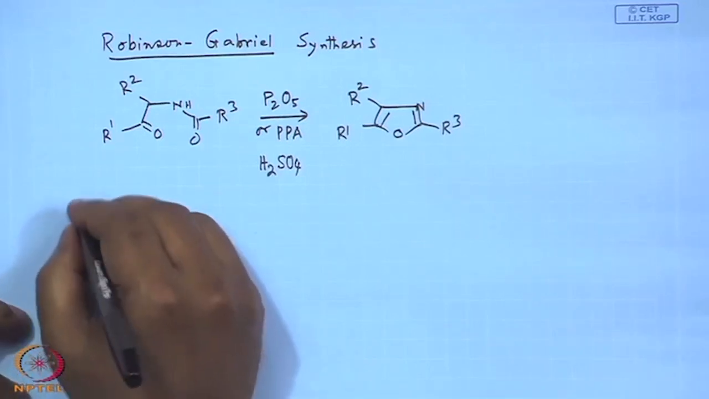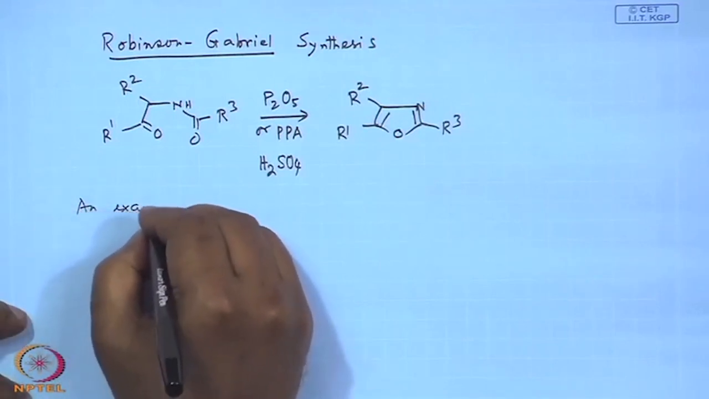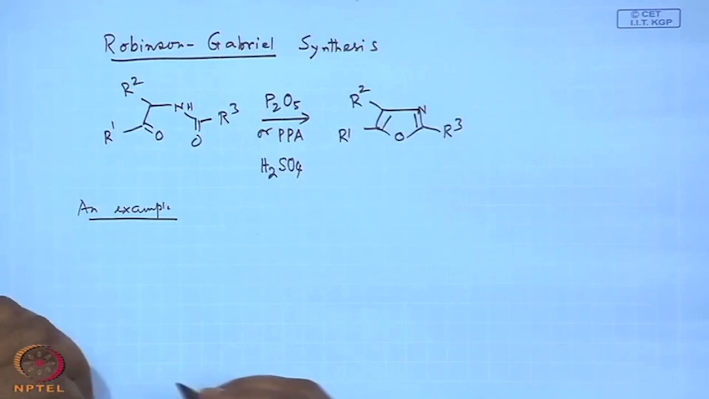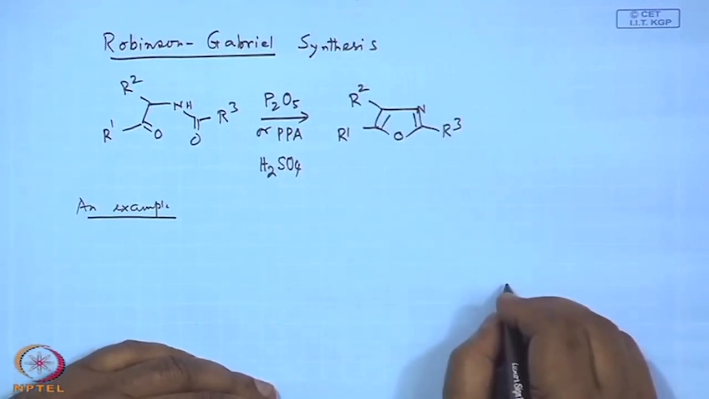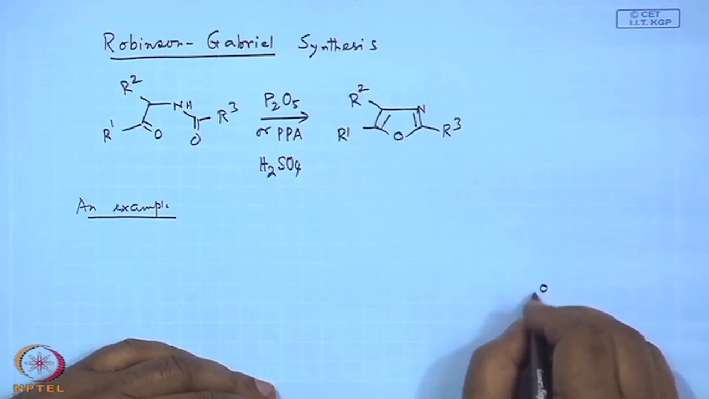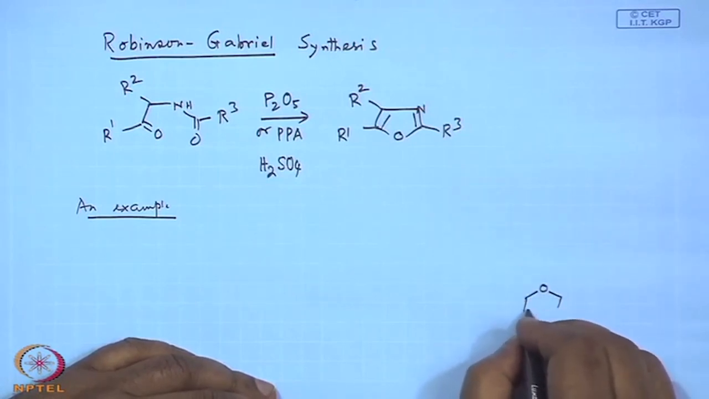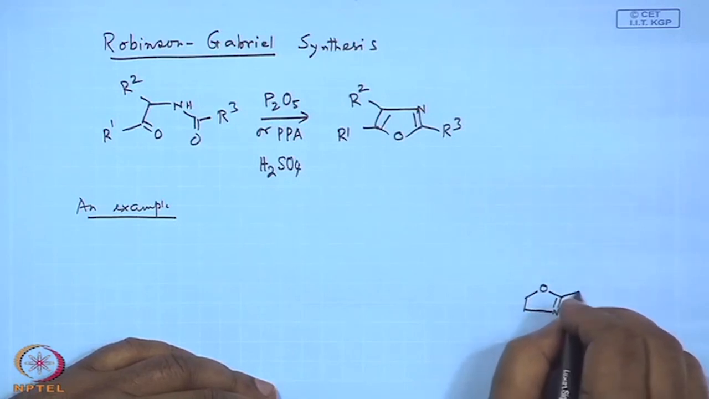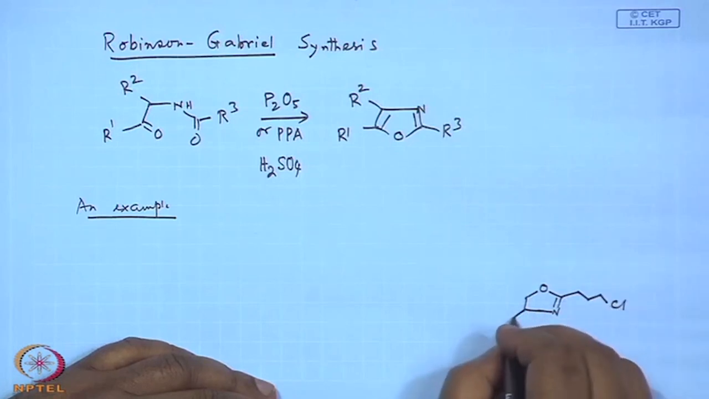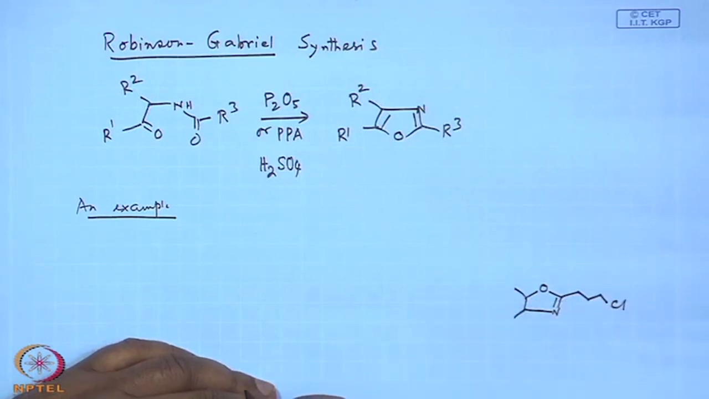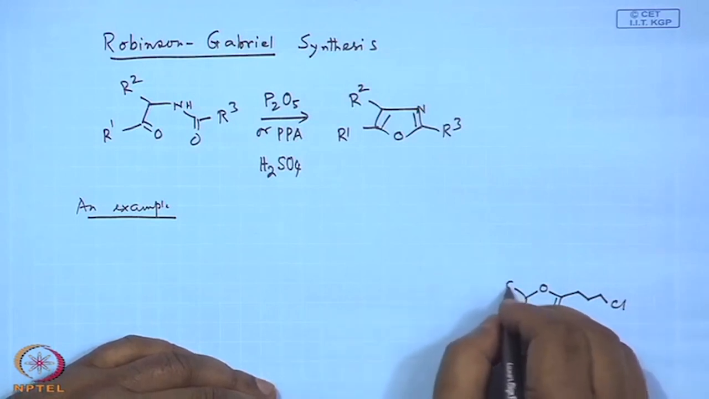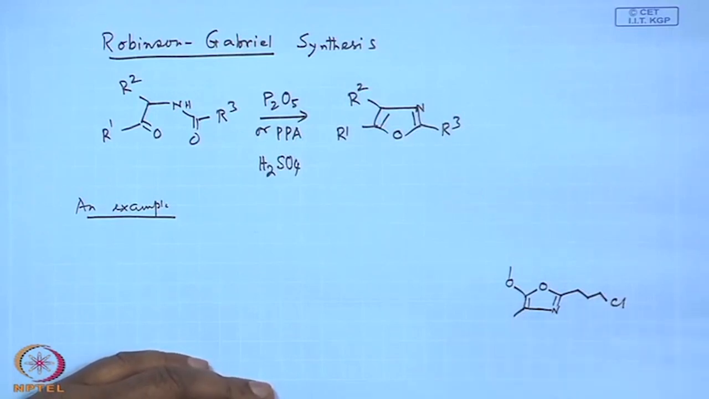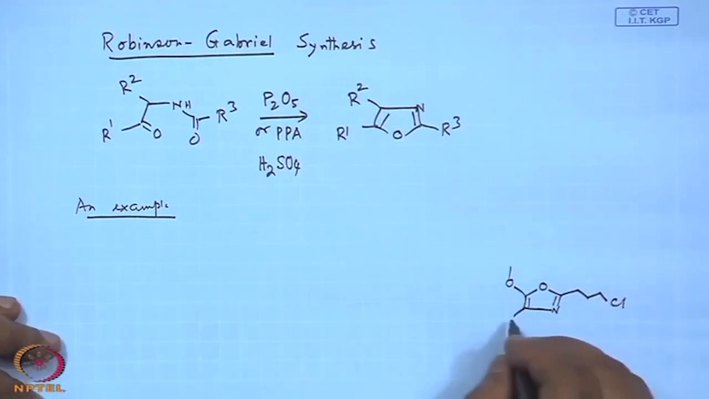Let us take an example from somewhat recent literature. Let us say we want to make an oxazole of this kind. It's a functionalized one. You have a chlorine substituent somewhere, then you have a methoxy substituent, and this nitrogen here in the oxazole and the methyl group.